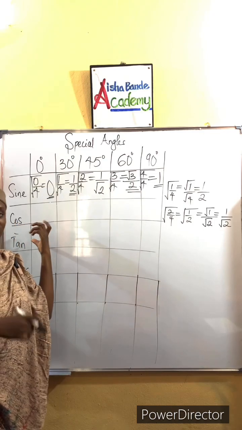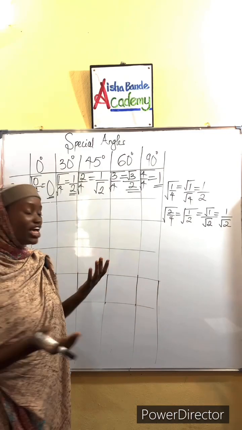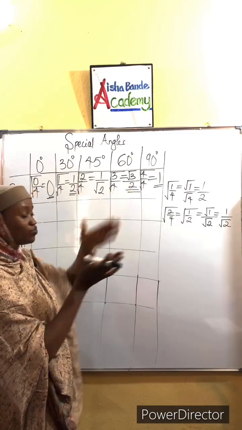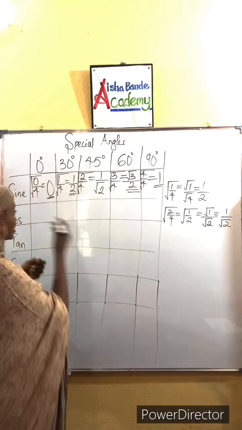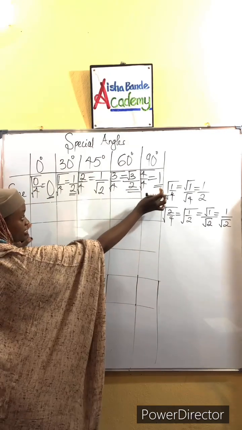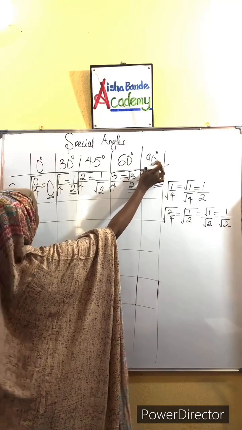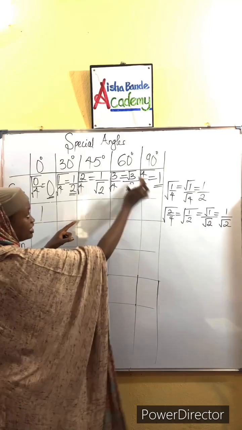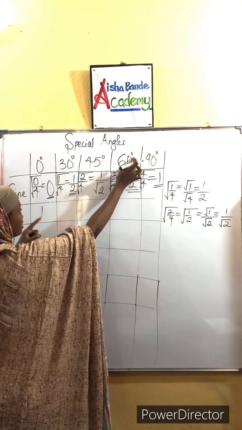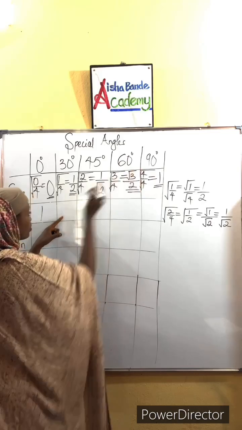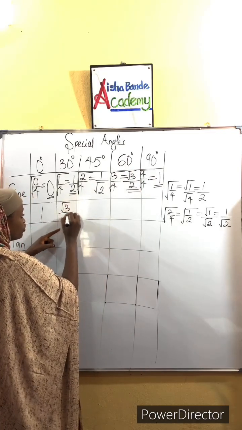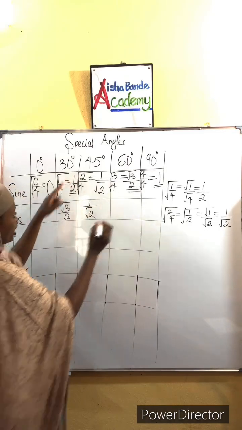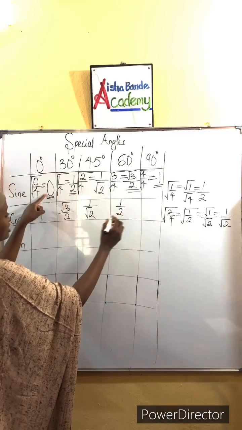So for cos, to get the angles for cos, all we need to do is to take the mirror image of the answers of sine. So as you can see now, the mirror image of sine here means that sine 90 is the same thing as cos 0. So the answer here is 1. Then the next one, sine 60 is the same thing as cos 30. So after 1, the next answer is root 3 over 2. Then the next one here, which is 1 over root 2. Here we have 1 over 2. And the last answer here is 0.